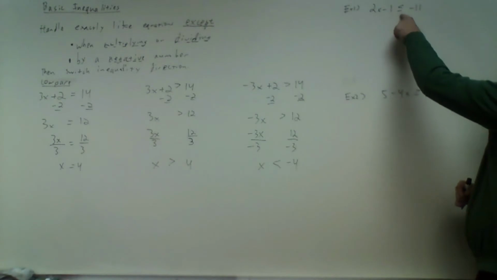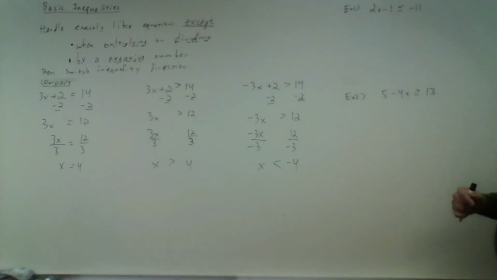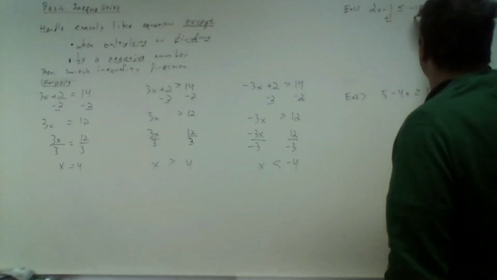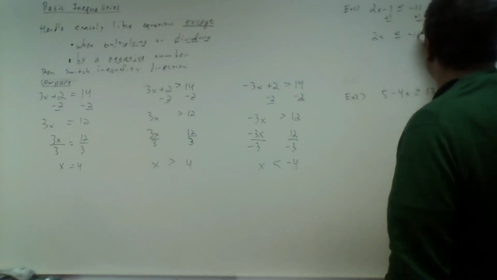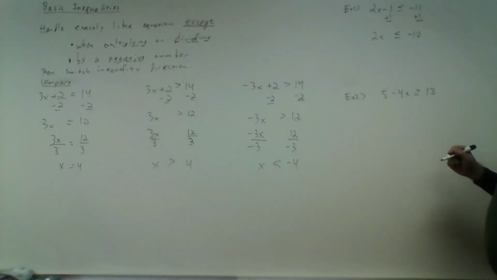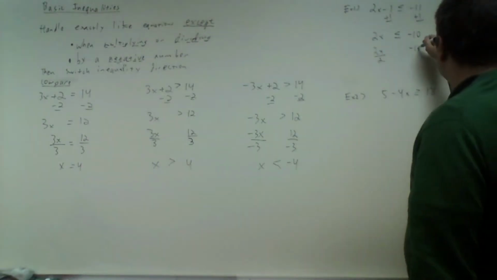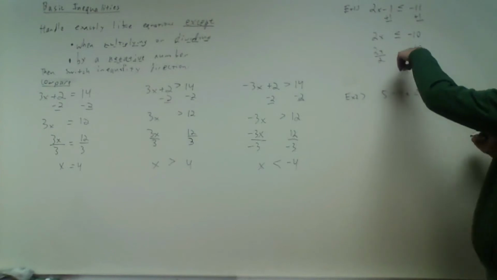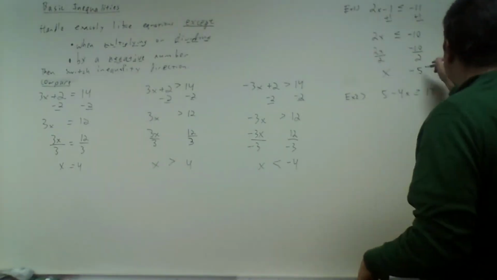This means or equal to. So that is 2x minus 1 is greater than or equal to negative 11. So I add my 1. I get 2x is less than or equal to negative 10. I divide off that 2. Because I'm dividing, I drop the inequality sign. I get x, I get negative 5.